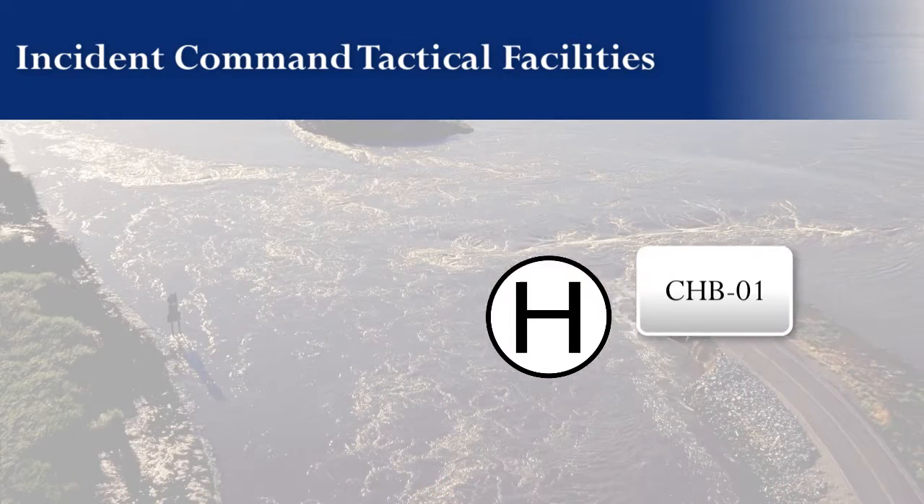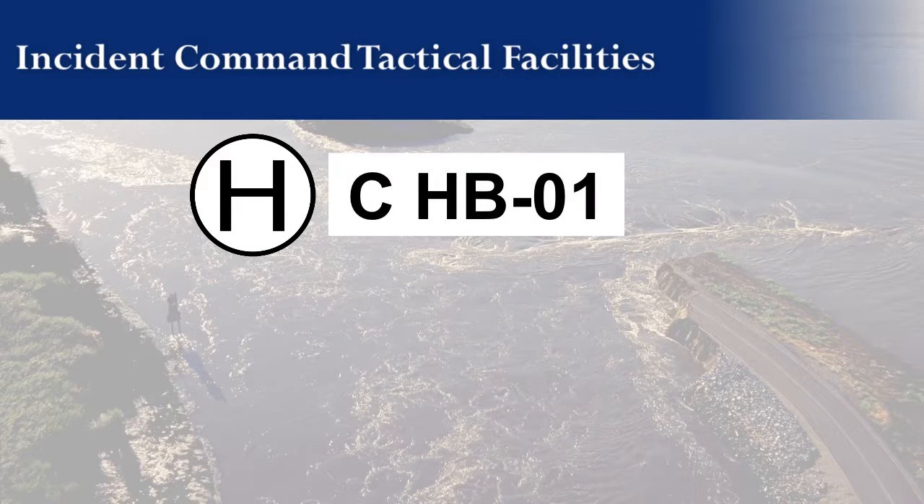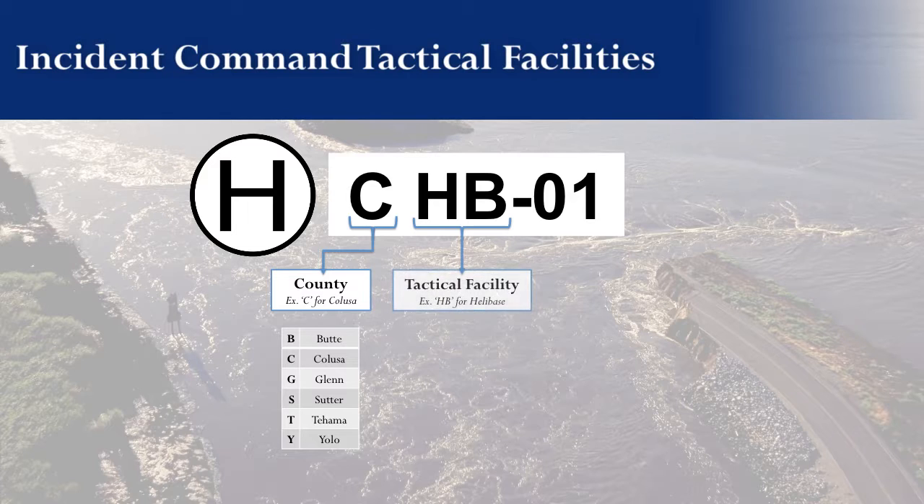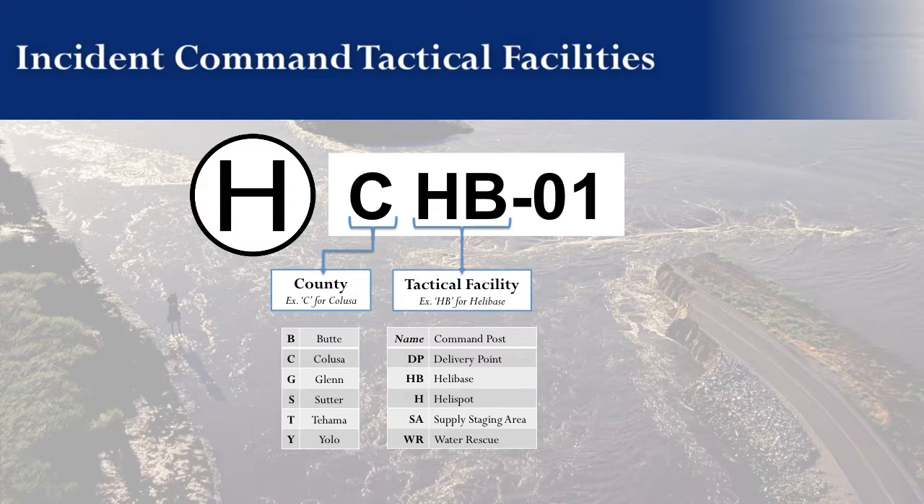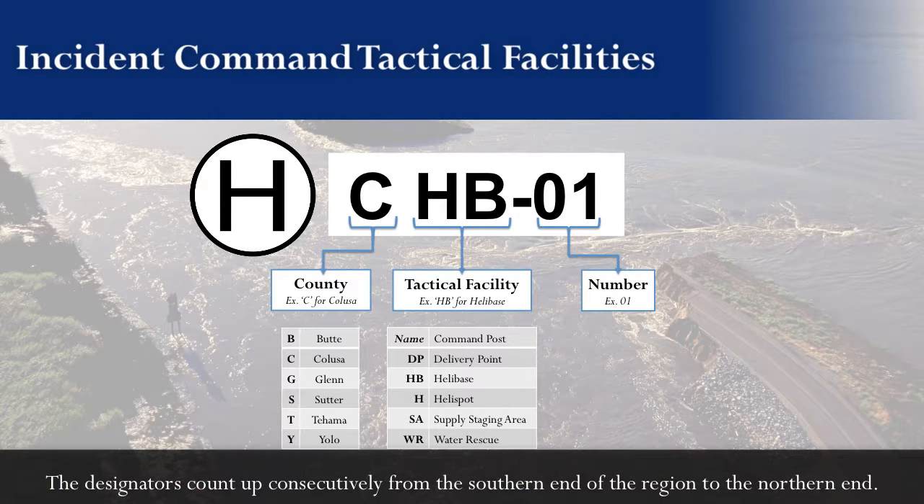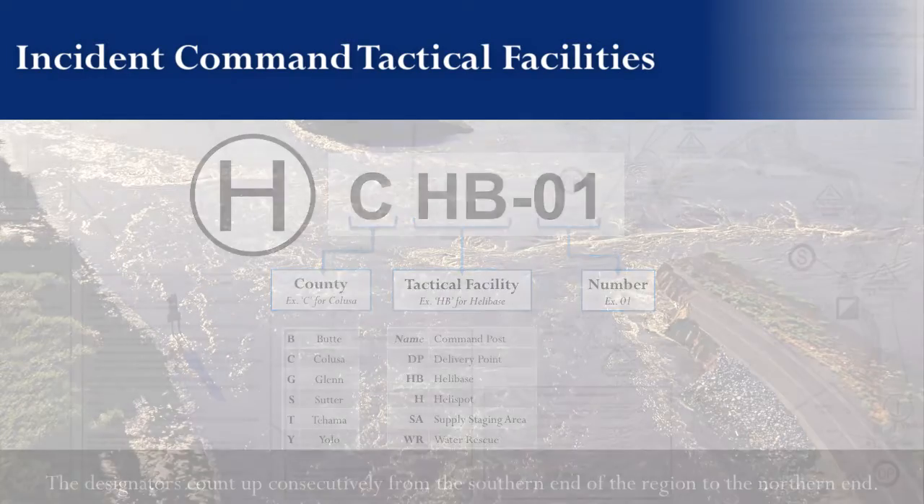All designators follow the same format. The first letter identifies the county, the next two letters identify the type of tactical facility, and the numeric assignment for that facility is added at the end. The designators count up consecutively from the southern end of the region to the northern end.